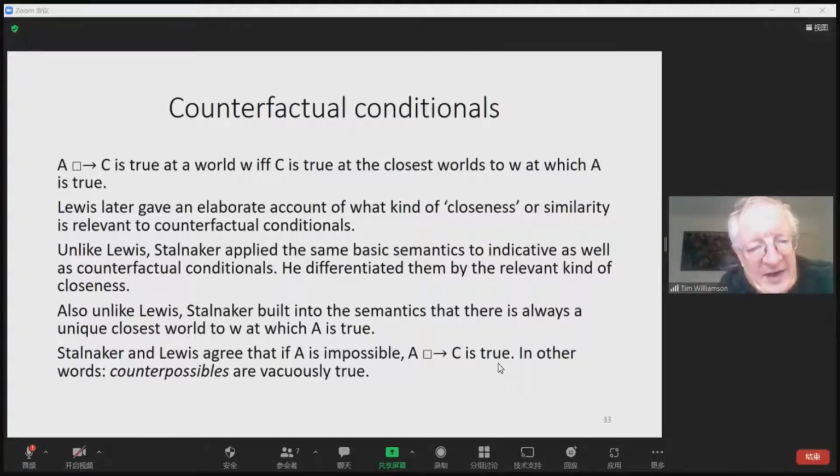One thing that's going to be important in what follows is that Stalnaker and Lewis agree that if A is impossible, then the counterfactual conditional is true. So to put the same point in other terminology, they agree that counterpossibles are vacuously true. That's something that's been challenged by more recent philosophers, but not including me. But that's something that Stalnaker and Lewis agree on.